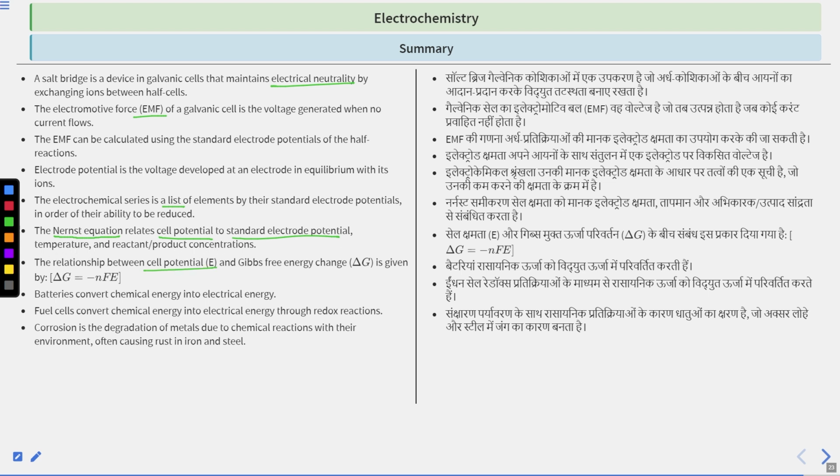The relationship between cell potential E and Gibbs free energy delta G is given by delta G equals minus nFE. In the standard state, it becomes delta G naught equals minus nFE naught of cell. Batteries and fuel cells convert chemical energy into electrical energy through redox reactions. Corrosion, lastly, is the degradation of metals due to chemical reactions with their environment, often causing rusting of iron and steel. Okay, so these are the major concepts we have studied in detail.